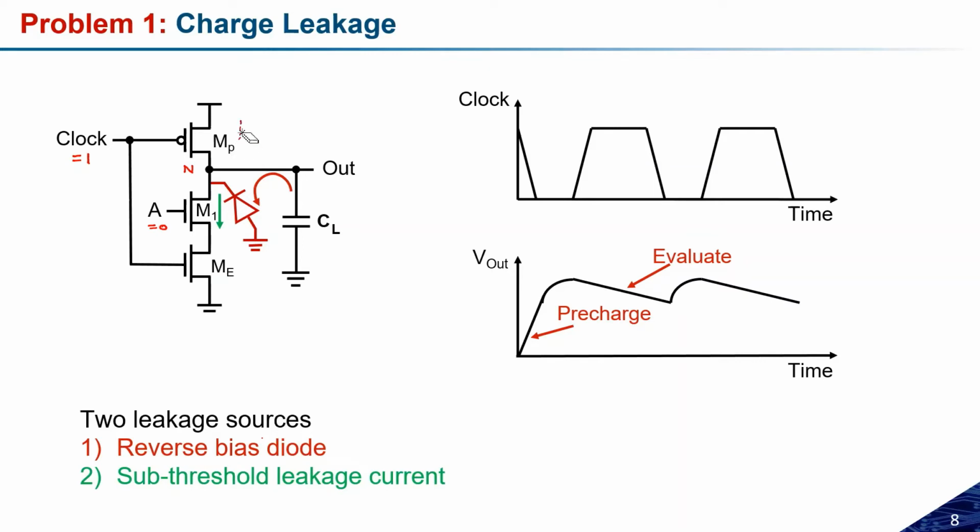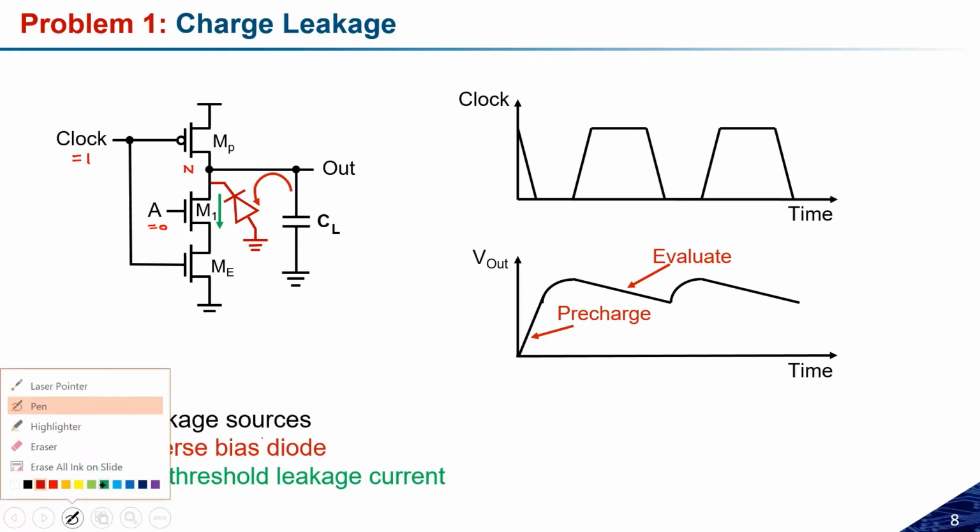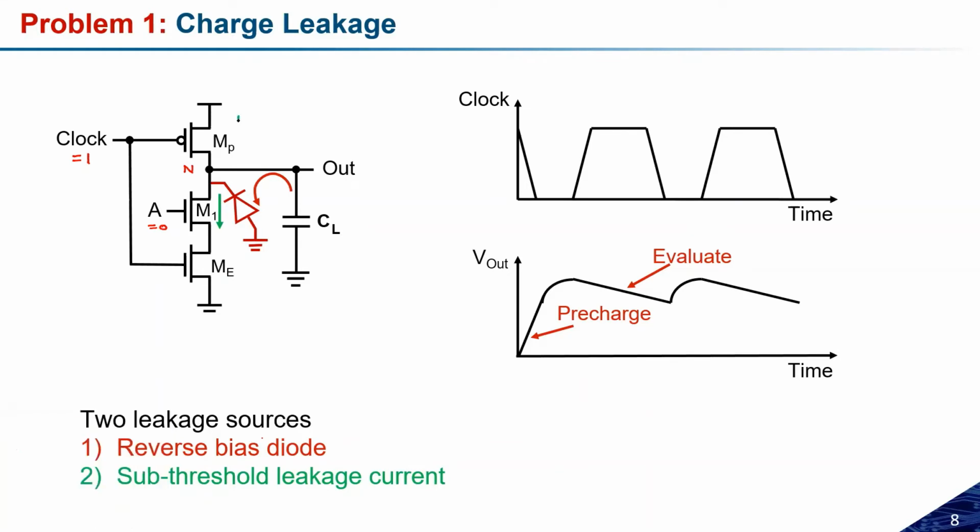Okay, so this is what is the main contributor in the charge leakage, or the voltage will degrade. Yeah, so I just told you, because of this MP. Let me use the green color to represent this one. So there could be some subthreshold leakage current through MP as well.